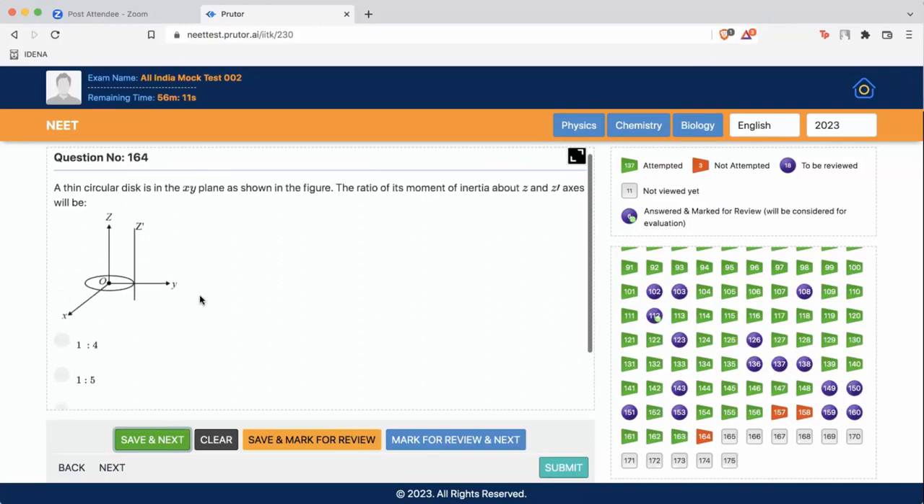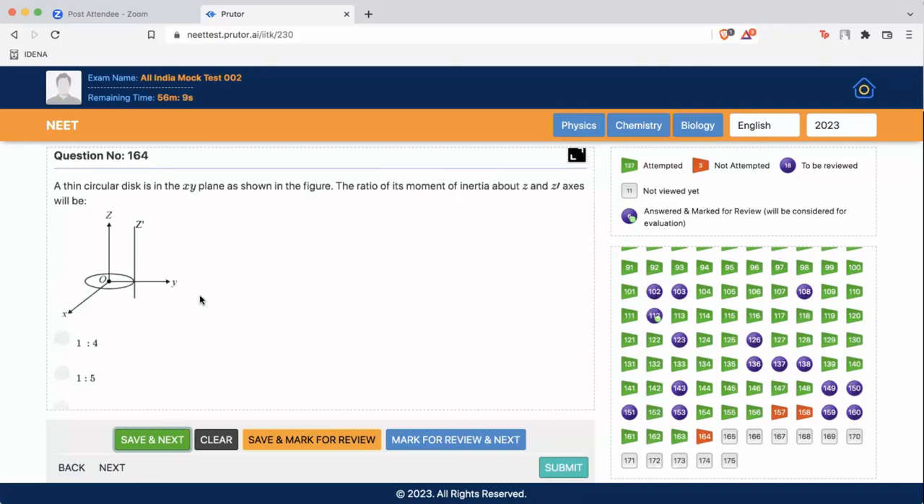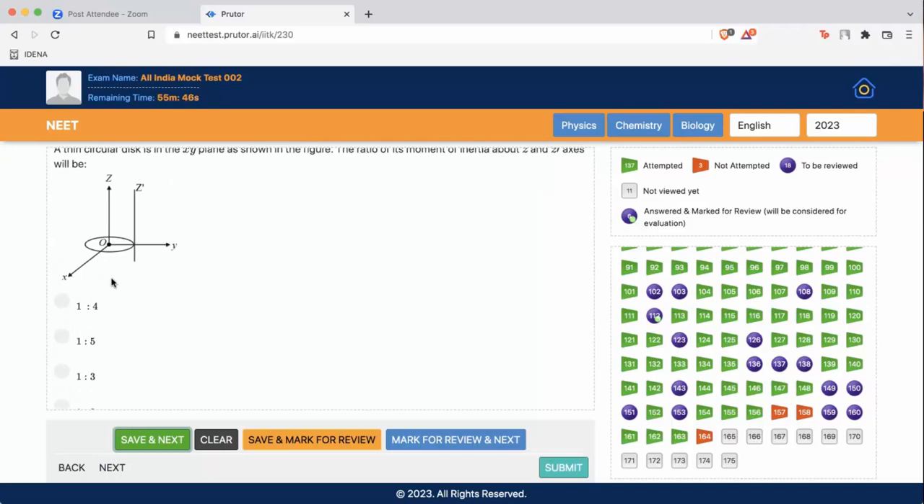The ratio of moment of inertia about z and z dash axis. Well, for this one, a thin circular disk is given. For a disk we say mr squared by 2. And about z dash, it's mr squared by 2 plus mr squared, which is 3 mr squared by 2. So it's nothing but 1 is to 3.